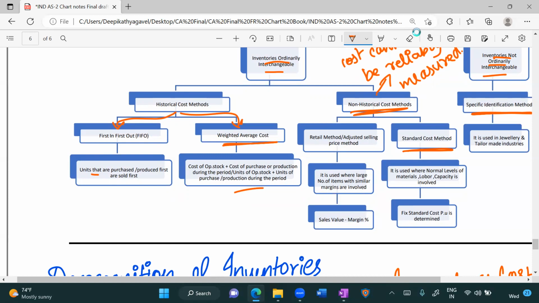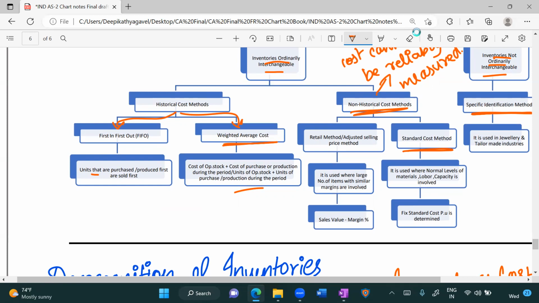Next is the retail method or the adjusted selling price method. That is, I don't know the cost. Then how will I determine it? The standard says it's very easy. You do not know the cost, no issues, but you know the sale price. You say the sale price is 1,000. The standard then asks, what is the expected margin for these kind of finished goods? You say 15% is the margin. What do you mean by margin? Your gross margin, you say it's 15% or 20%.